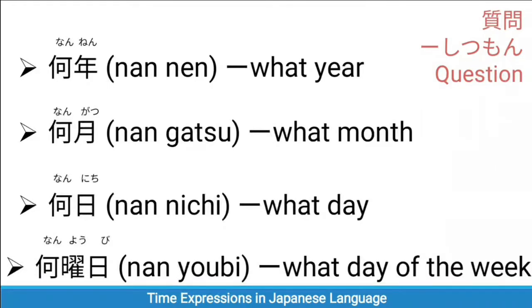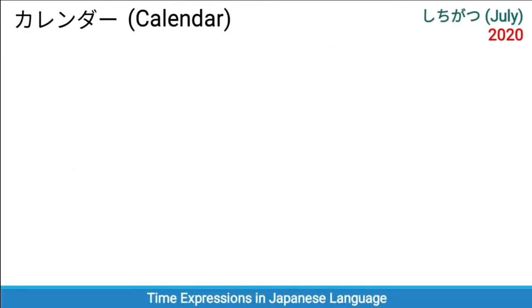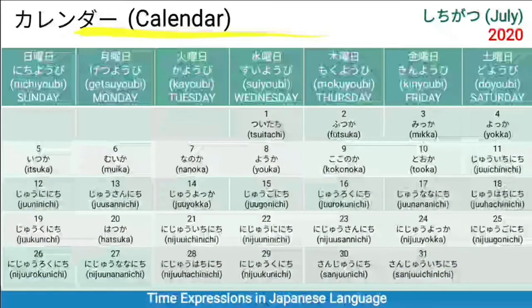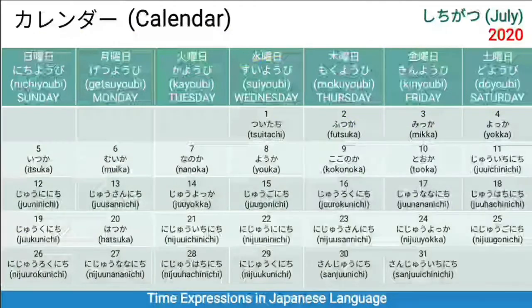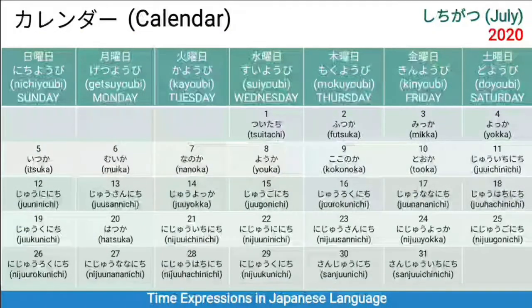Next, we have nanyobi. So, what day of the week? Nanyobi daw. Ang kailangan mo isagot ulit dito is yung mga ito. Pwedeng Nichiyobi, kyou wa Nichiyobi desu. Or, kyou wa Getsuyobi desu. Today is Monday. Today is Sunday. Okay? Kayobi, suiyobi, mokuyobi, kinyobi, and doyobi ang kailangan mong isagot sa nanyobi. Okay?